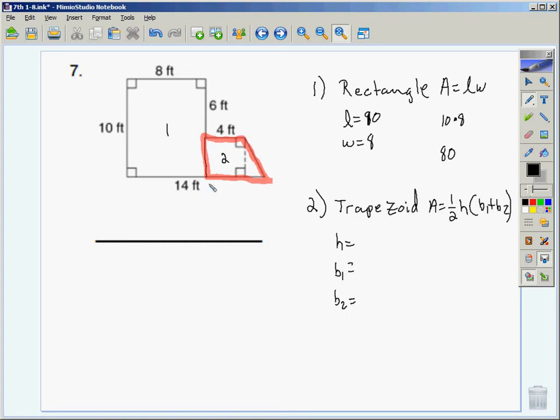What's the height of my trapezoid? If this whole thing was 10, and I've used 6 up, how much is this? 4. So the height of my trapezoid is 4. If this whole base was 14, and I've used 8 going this way, this is 6. So my 2 bases are 6 and 4. Everybody with me? Understand where the numbers came from.